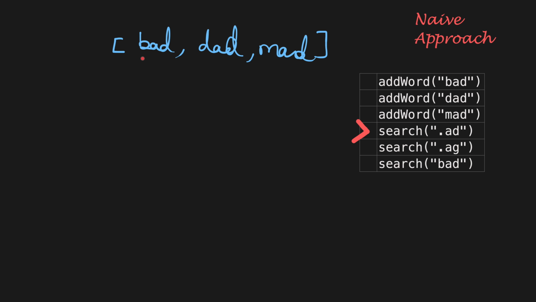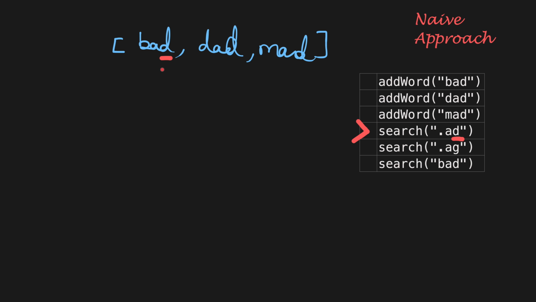To find a pattern like .ad, we will have to check every single word in our list. First, say we pick the word bad and we check do the lengths match and the answer is yes. Now we will compare them character by character. As the dot is a wildcard, it matches B, then A matches A and D matches D. So we found a match and hence we can stop and return true.